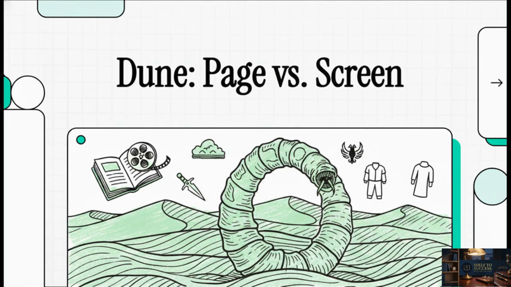But adapting a nearly 600-page text, one that is just packed full of internal monologues, deep ecology, and incredibly dense politics, well, it means making some major, sweeping changes. So we're going to break down exactly what changed, what got left behind, and why those specific decisions were made to bring this entire universe to a modern cinematic audience.